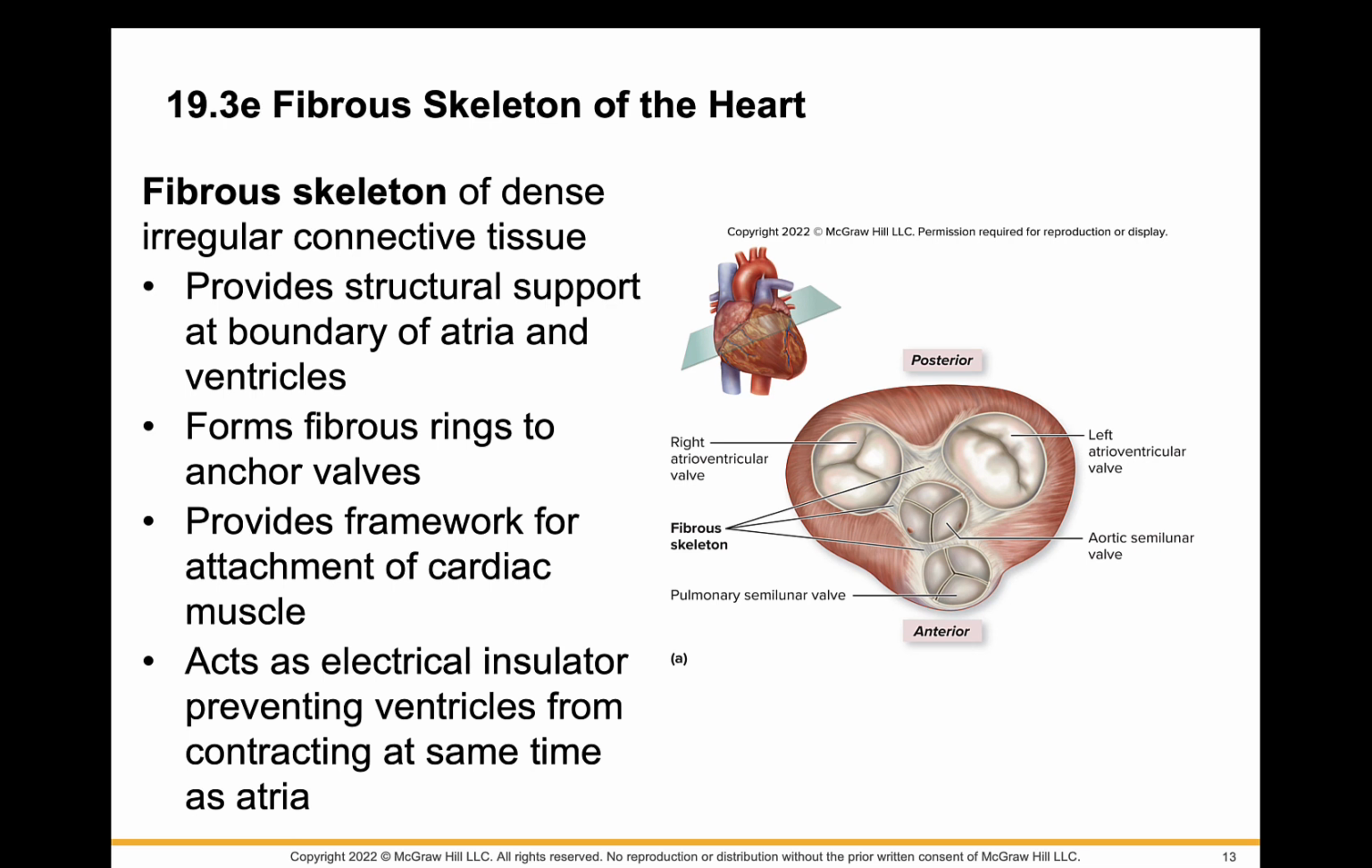This is going to anchor the valves. We'll also see that this is providing a framework for the attachment of cardiac muscle. Another thing that is associated with the fibrous skeleton is it acts as an electrical insulator. Keep in mind, the function of the heart as excitable tissue is to generate these forceful contractions, and it is electrical in nature. So whenever we have something electrical in nature, there has to be some type of an insulator, and this is preventing ventricles from contracting at the same time as the atria, along with some other anatomical features associated with the heart itself.